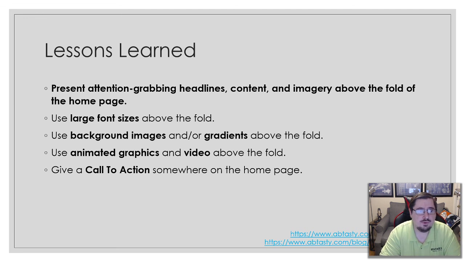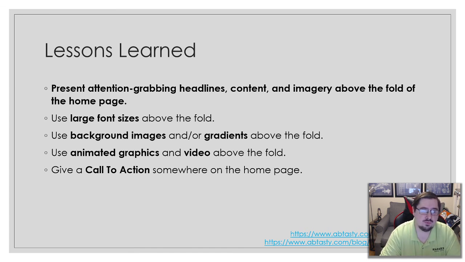Okay. So a few lessons that we've learned from looking at newspapers and looking at what works and what doesn't. We know that presenting attention-grabbing headlines, content, and imagery above the fold, especially on the home page, is a really good idea to draw users in. That means we're going to use those principles when we build our Jumbotron. We want large headlines. We want the content there to be attention grabbing, but it should also be short. You don't want a lot of words and content up there.